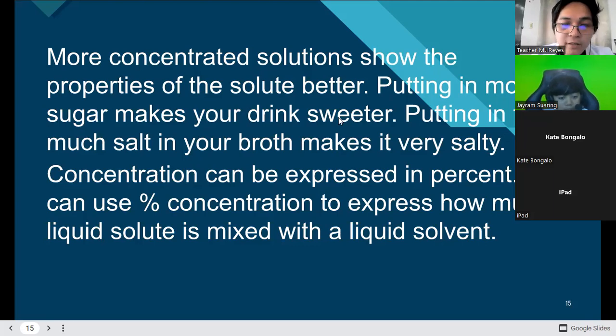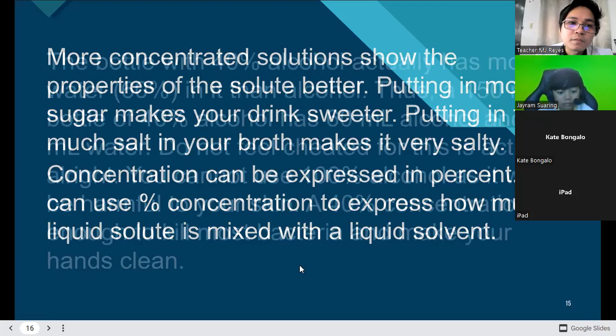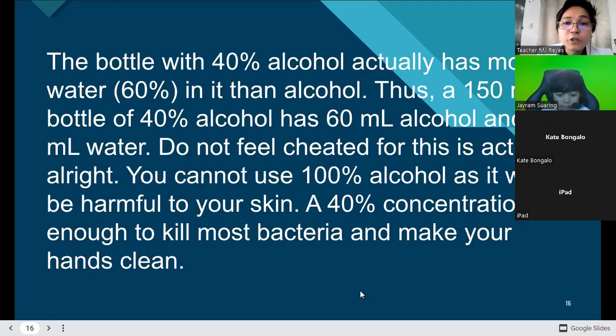You may use the percent sign to express how much liquid solute is mixed with the liquid solvent. Like this one, the bottle of 40% alcohol actually has more water, which is 60%, than alcohol. So it is a dilute solution, meaning it has more solvent and less solute. Thus, a 150 ml bottle of 40% alcohol has 60 ml alcohol and 90 ml water.